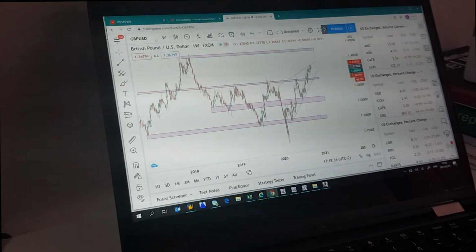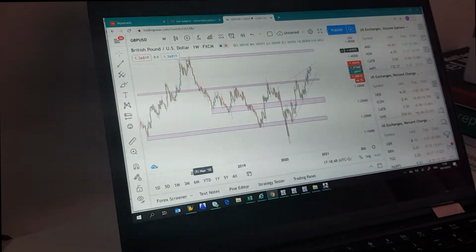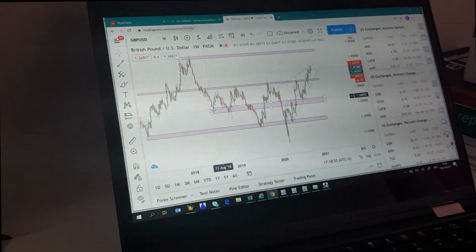So yeah, I started my analysis on the weekly time frame just to identify my dynamic support and resistance. So I see when the market touched this point, it went up and then there was a slight pullback, and then it went up and then there was a pullback, and then it touched this area. So it respected this area and then it came down.